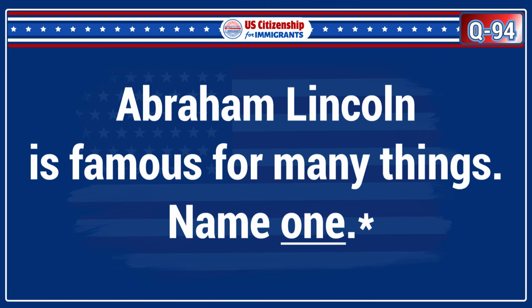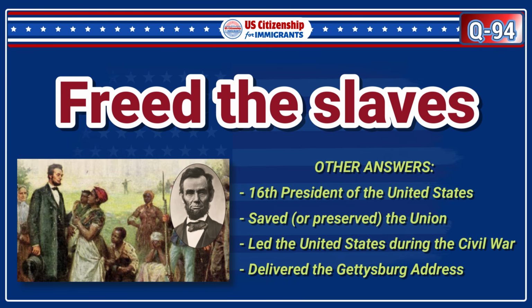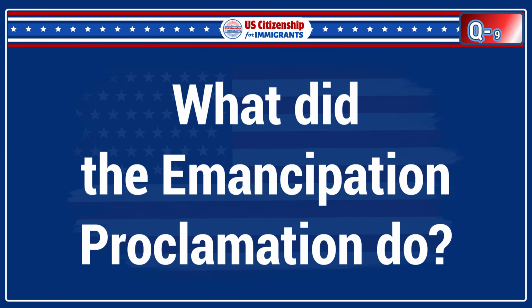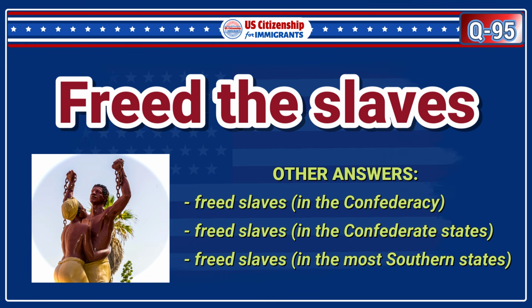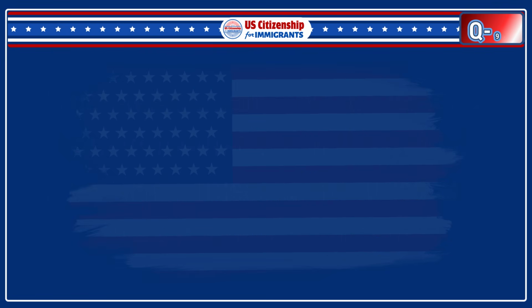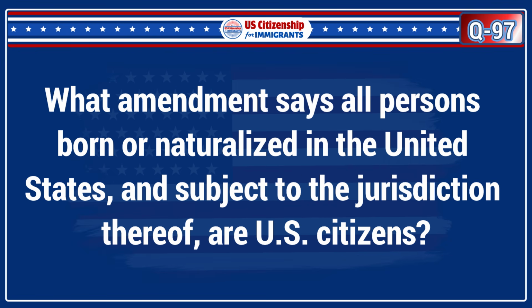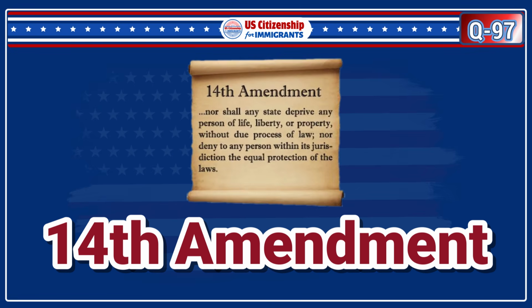94. Abraham Lincoln is famous for many things. Name one. Freed the slaves. 95. What did the Emancipation Proclamation do? Freed the slaves. 97. What amendment says all persons born or naturalized in the United States and subject to the jurisdiction thereof are U.S. citizens? 14th Amendment.